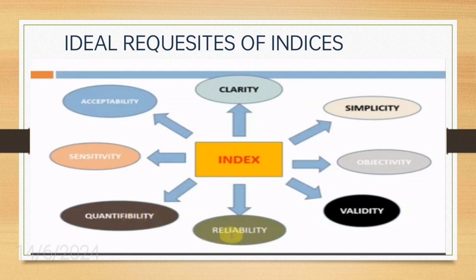The other requisite is specificity. The index should accurately identify those without the condition. High specificity ensures that individuals who do not have the disease are not incorrectly diagnosed. The next requisite is acceptability. The index should be non-invasive and acceptable to patients and practitioners. It should not cause any discomfort to both of them. This explains the ideal requisites of indices.